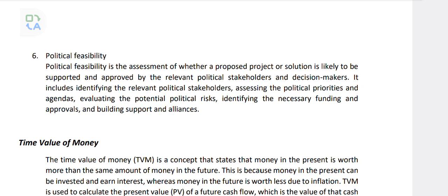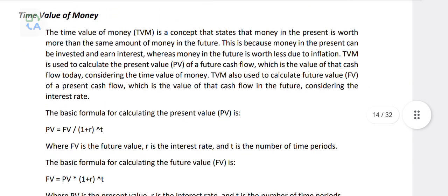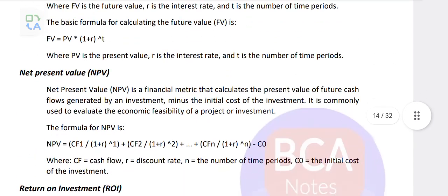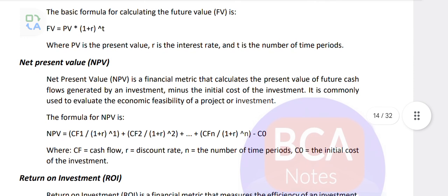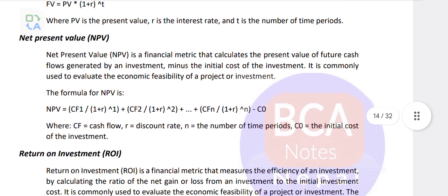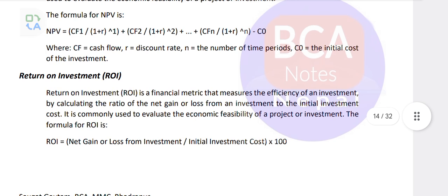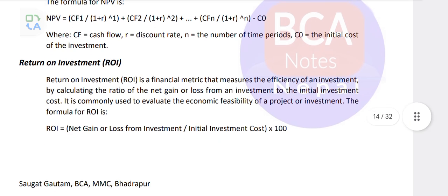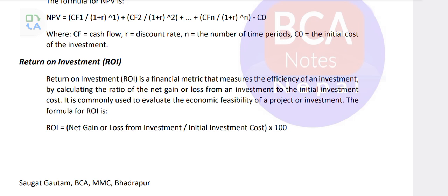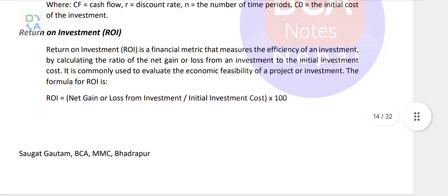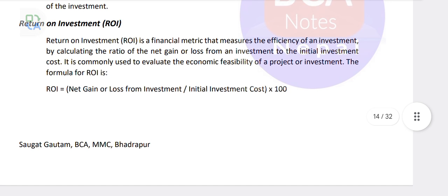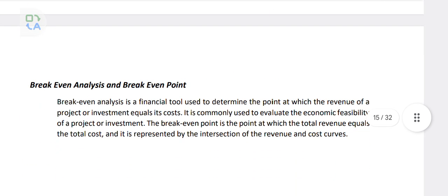Project initialization. Time value of money. The concept of net present value, NPV, is a financial metric that calculates the present value of the future cash returns on investment. Return on investment is a financial metric that measures the efficiency of the investment by calculating the ratio of net gain or loss from the investment.